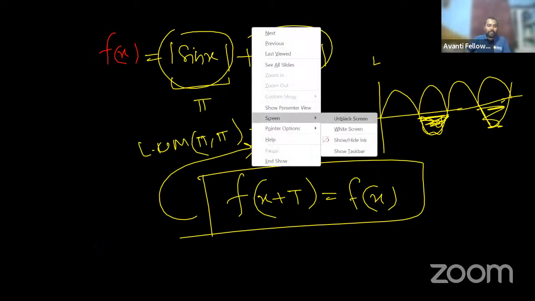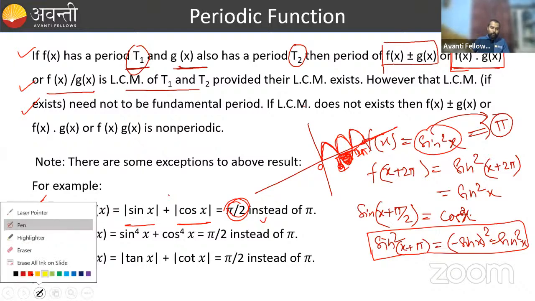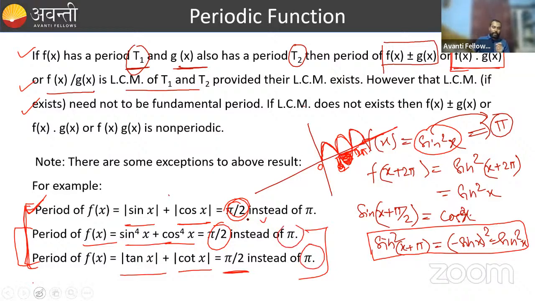Okay, let's see another example here. I will give you these next two functions to verify. The period of f of x equal to sin to the power 4x plus cos to the power 4x is pi by 2, and the period of mod tan of x plus mod cot of x is pi by 2 instead of pi. So take these two as your homework, verify them and come to the class with the answers. Clear? Okay, let's move to some other rules.